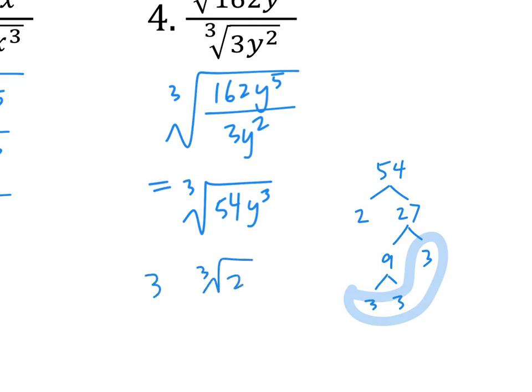What about the y cubed? It comes outside as what? Just y. Do we need absolute value? No, this index is 3, so it's odd. We don't need absolute value.